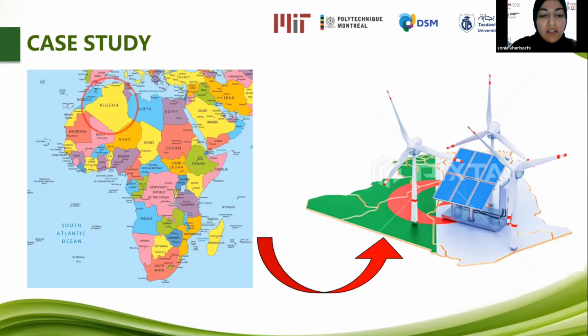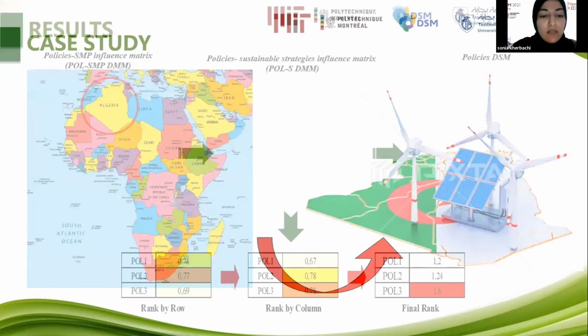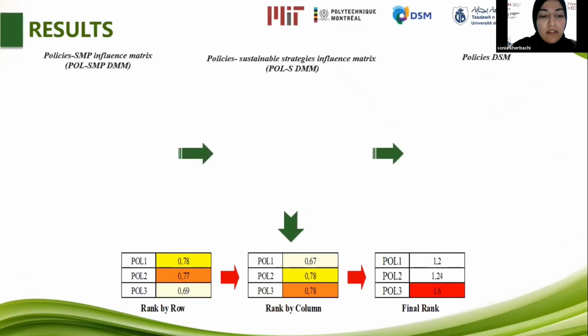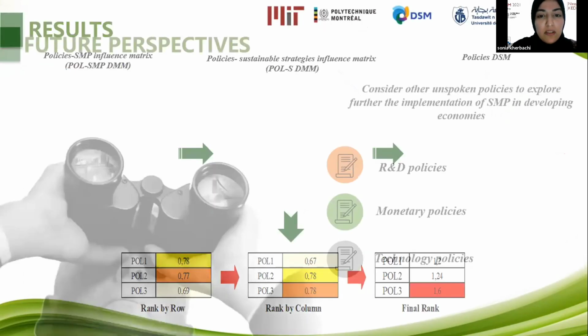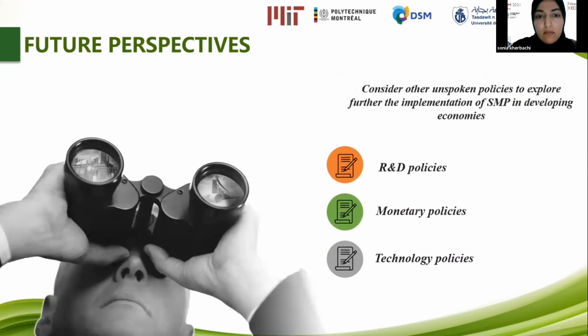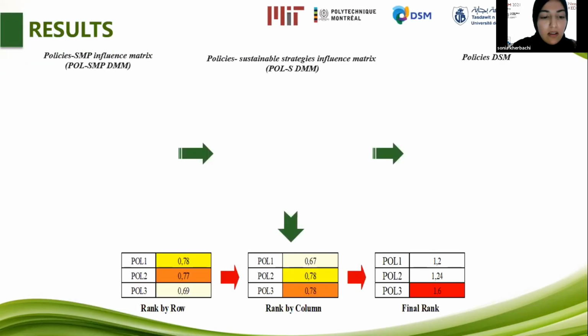The Algerian state sheds light on three principal policies: trade, industrial, and innovation policies. So the Algerian government strives to confirm that trade policy helps promote sustainability.